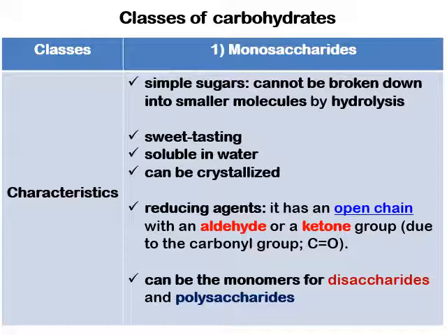Okay, the first one, let's look at the characteristic for monosaccharide. Okay, monosaccharide is a simple sugar that cannot be broken down into smaller molecule by hydrolysis. And for monosaccharides, it is sweet tasting, soluble in water, it can be crystallized. Monosaccharide is a reducing agent. Why is it a reducing agent? Because it has an open chain with aldehyde or ketone group. And monosaccharide is a monomer for disaccharide and polysaccharide.